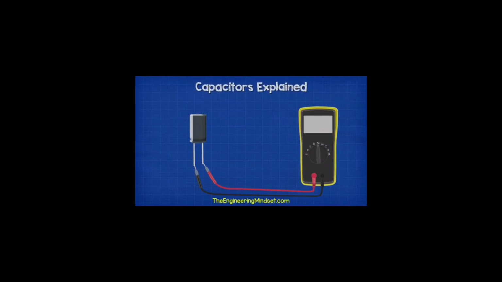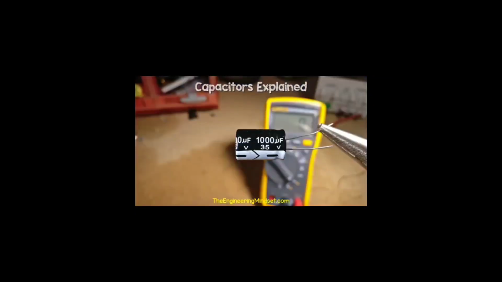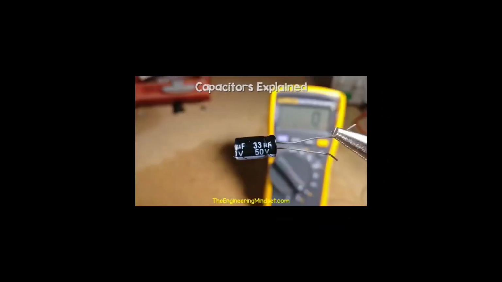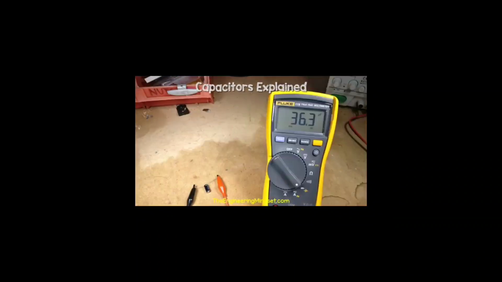To measure the capacitance, we simply switch the meter to the capacitor function. We connect the red wire to the positive side and the black wire to the negative side. After a short delay, the meter will give us a reading. We will probably get a reading close to the stated value, but not exact. For example, this one is rated at 1000 microfarads, but when we read it, we get a measurement of around 946. This one is rated at 33 microfarads, but when we measure it, we get around 36.